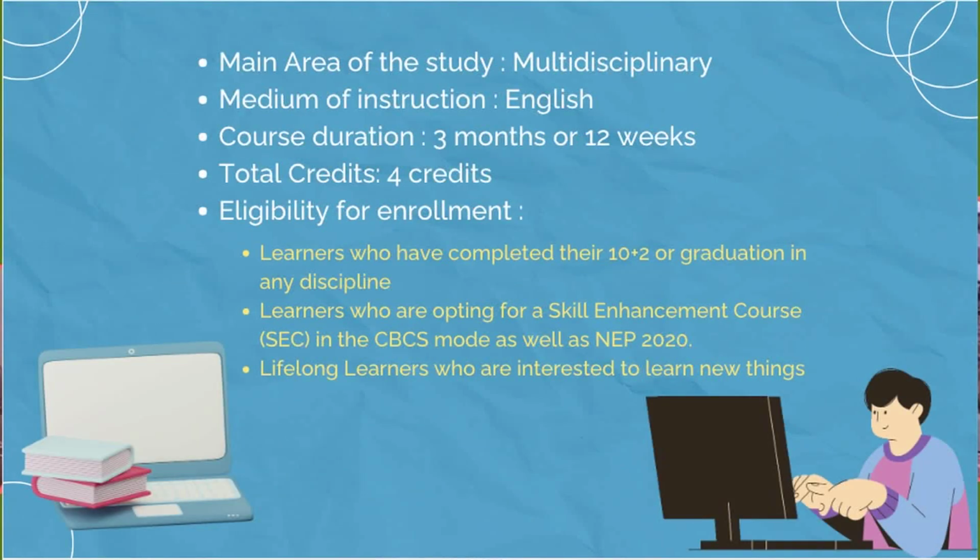This course will be a multidisciplinary course. The medium of instruction will be English. The course duration is 3 months or 12 weeks. The total credits will be 4 credits. The eligibility for enrollment is learners who have completed their 10+2 or graduated in any discipline, learners who are opting for a skill enhancement course, that is SEC in the CBSE model as well as NEP 2020, and lifelong learners who are interested to learn new things.